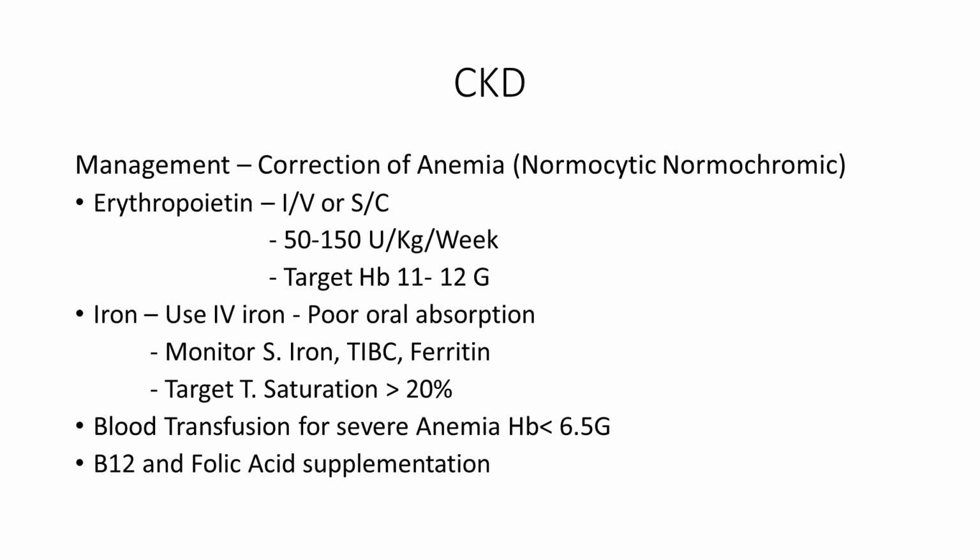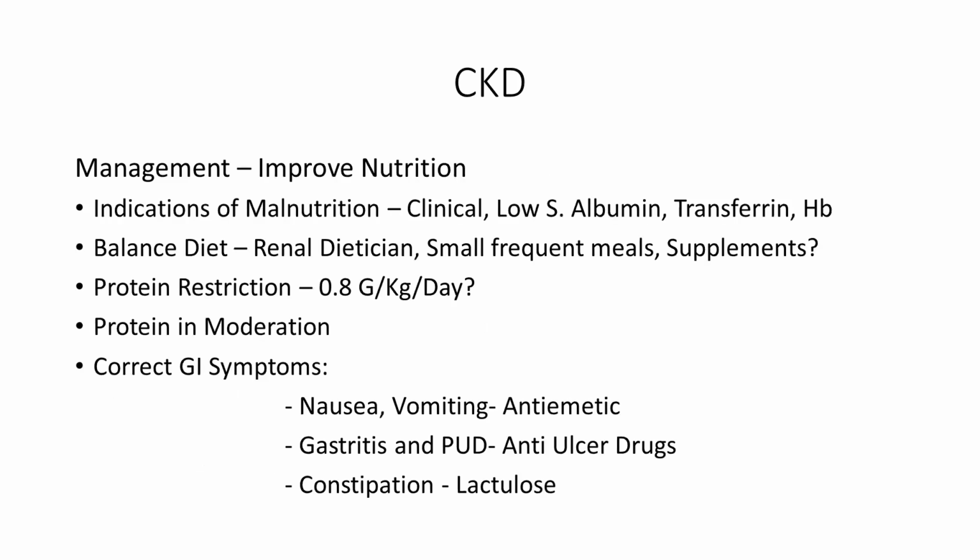And oral iron is usually not used in patients of chronic kidney disease because of poor absorption, and if the patient is iron deficient, IV iron is used. You have to improve the nutrition. Indications of malnutrition are low serum albumin, low transferrin saturation, and low hemoglobin. You should prescribe the renal balanced diet. Renal dietitian can be of great help in these patients.